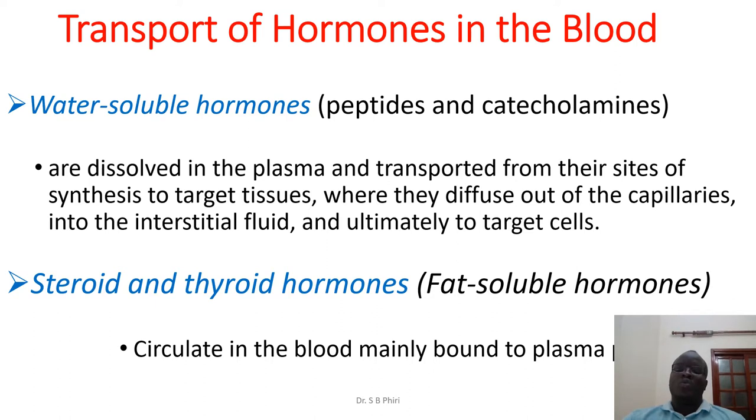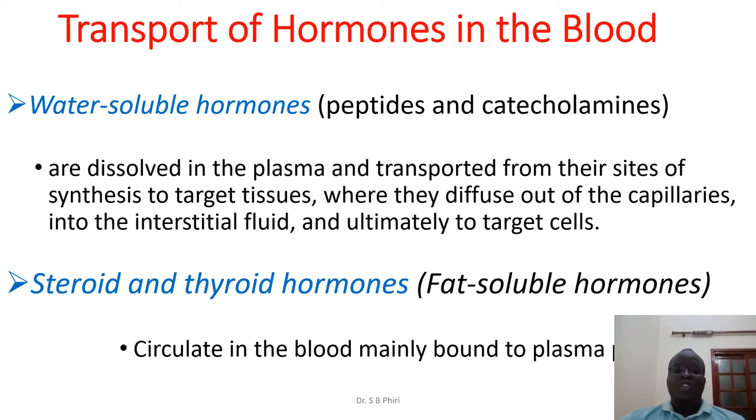Then they will be able to move to the target cells and bind to the receptors. Then they will cause a cellular response. They will initiate a cascade of reactions. Once they bind to the receptors, maybe they will be changing the receptor shape and structure. That will activate a cascade of reactions within the cell. Then you're going to get a cellular response.